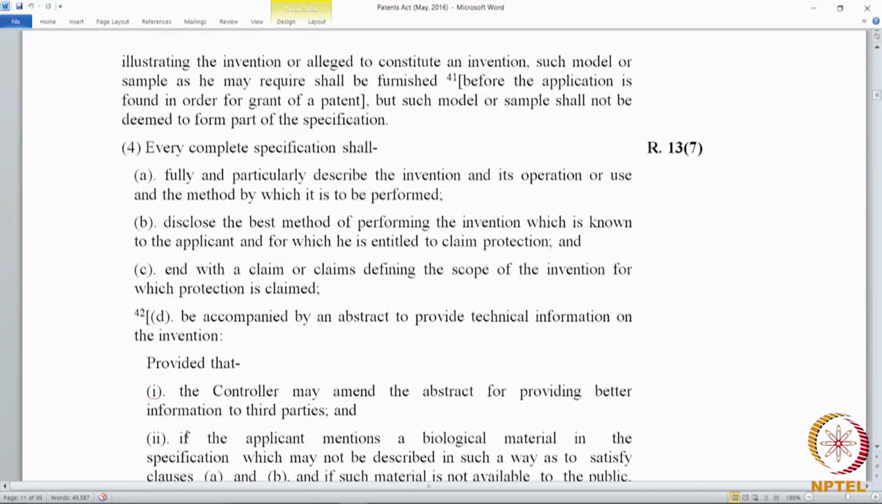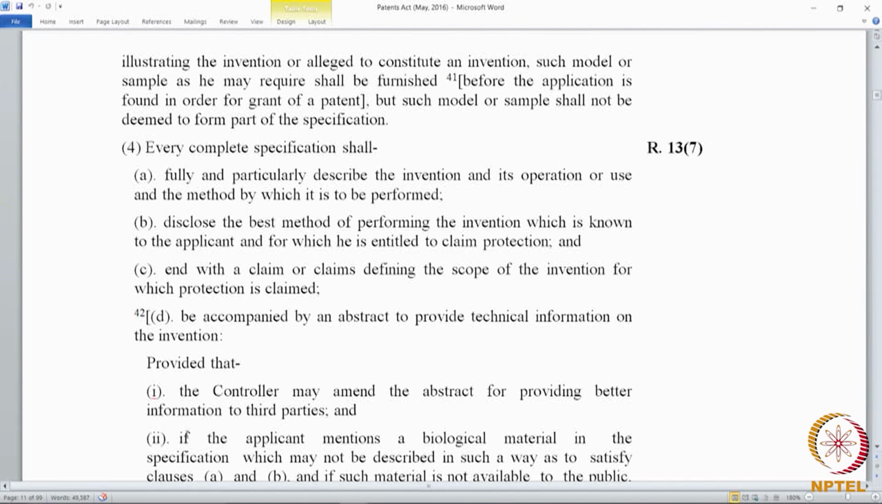Now, 10.4 describes the various parts and functions of a complete specification. 4a tells us that the complete specification shall fully and particularly describe the invention and its operation and use and the method by which it is to be performed. So, the entire working of the invention has to be described in the complete specification.